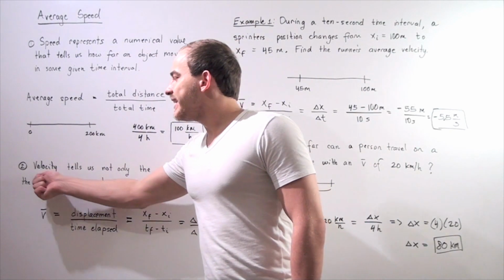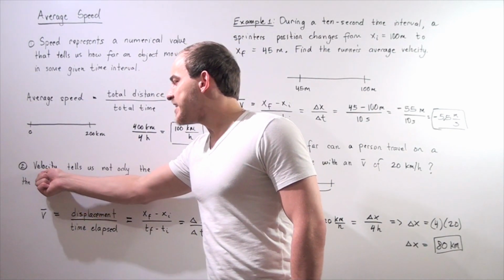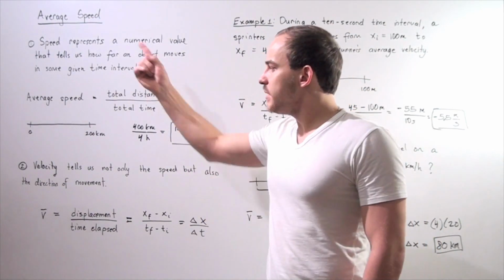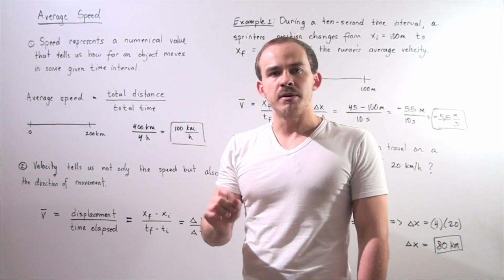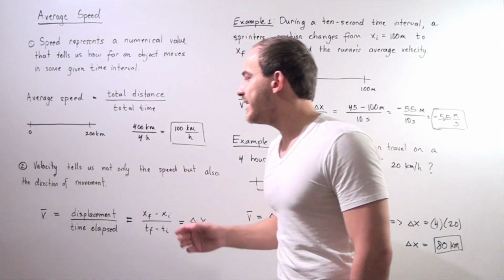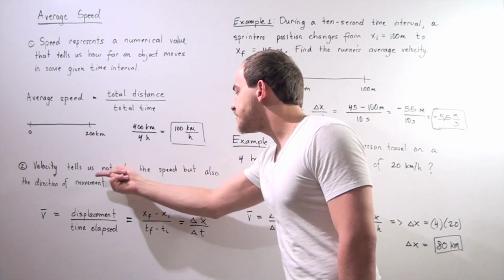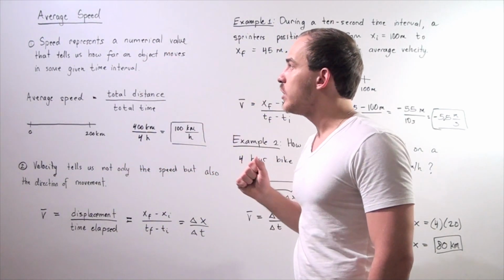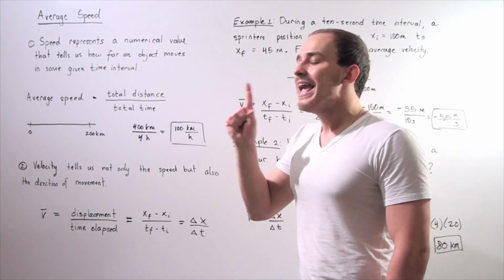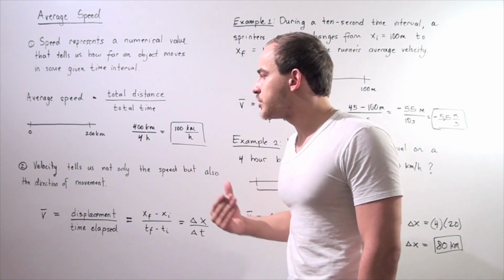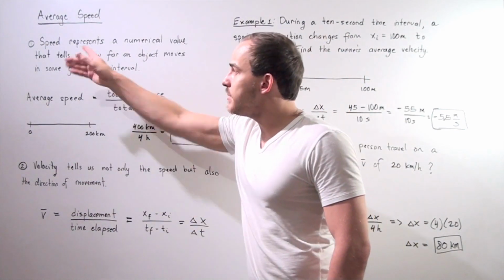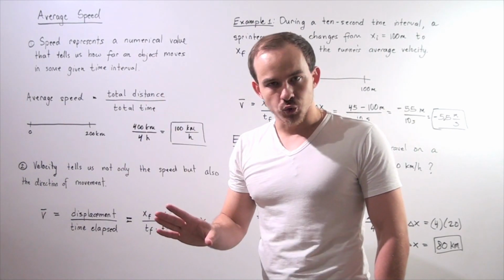Now, what exactly is velocity and what is its relationship to speed? Well, in everyday language, we normally use speed and velocity interchangeably, but in physics, there is a clear distinction. Velocity tells us not only the speed, the numerical value that tells us how far an object moves in some given time interval, but it also tells us our direction. So velocity has magnitude as well as direction, but speed only has the magnitude.